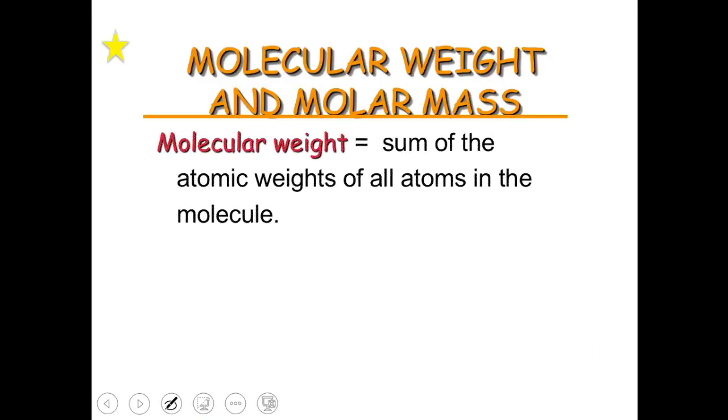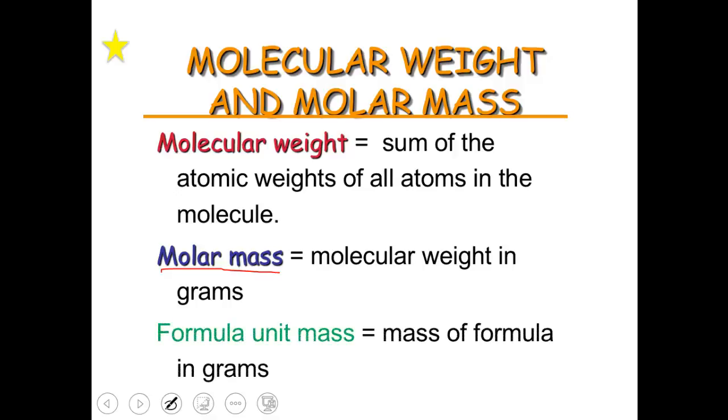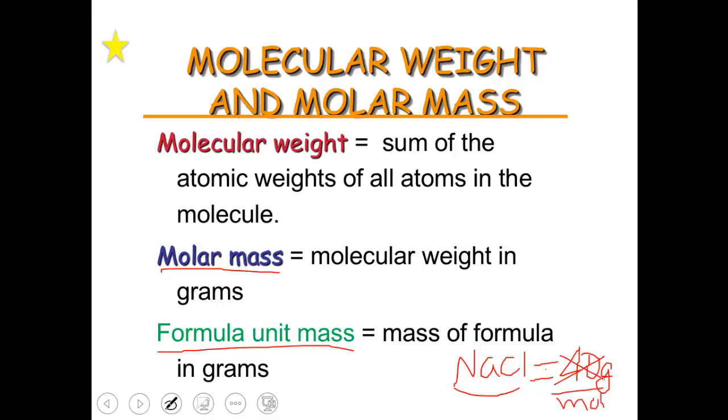Now, molecular weight. It's the sum of all the atomic weights, all the weights of the atoms in a molecule. Molar mass is the molecular weight in grams. What is 1 mole? What is the mass in grams? Now, a formula unit mass is the mass of a formula in grams. For example, NaCl, we could look up how much does sodium weigh, 1 mole of it, and how much does 1 mole of chlorine weigh, and then we could figure out the formula mass, okay? It's around 40 grams per mole. Actually, no, it's more than that, sorry. It's 22 and 35, so around 57.